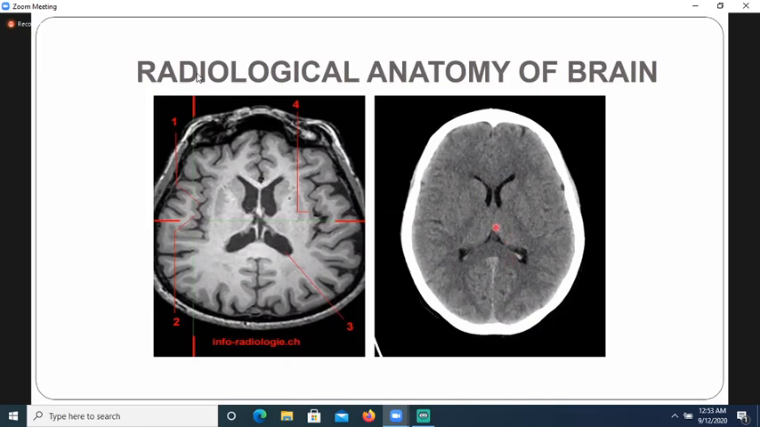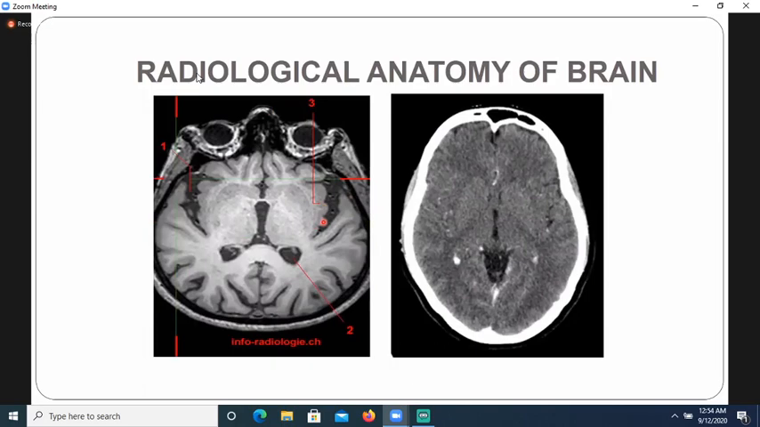These are the thalami. These are the frontal horns of the lateral ventricle. Just beneath the frontal horns, there is the caudate nucleus, and this is the lentiform nucleus, which contains the putamen and the globus pallidus. Below that, this is the Sylvian fissure. When we see the Sylvian fissure, the temporal lobes come. And now the temporal lobes come because we are going down.